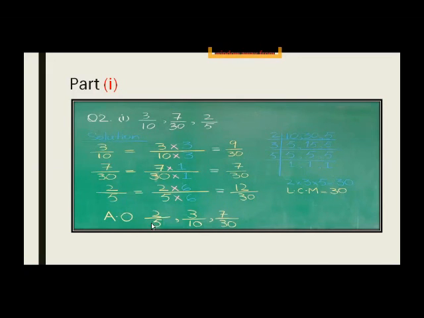Okay. Then 9 upon 30, then 12 upon 30. This is the ascending order: 7 upon 30, 9 upon 30 and 12 upon 30. Now we will write the original fractions, as given in the question. So 7 upon 30, then 3 upon 10, then 2 upon 5.